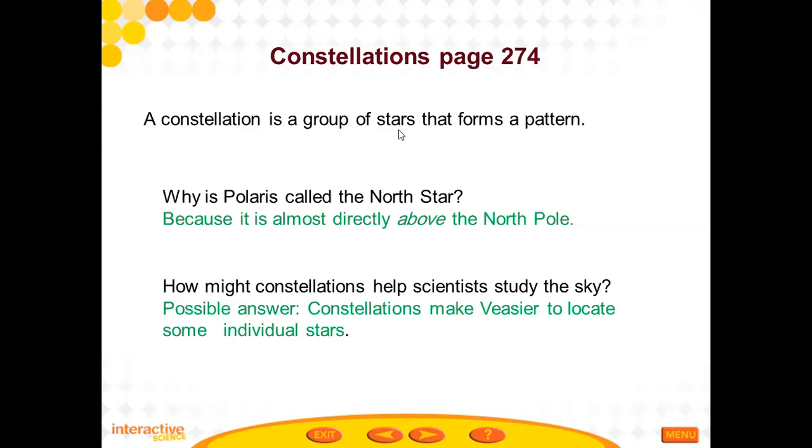How might constellations help scientists to study the sky? Possible answer: constellations make it easier to locate individual stars. These can help observers and others in navigation.